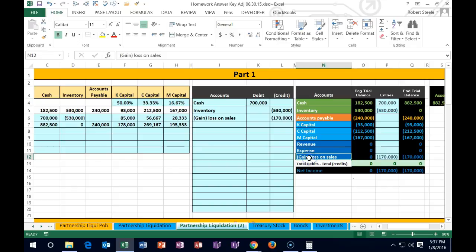So this gain has a credit. We need to make it go to 0. How do we make something go down? We do the opposite thing to it, which in this case would be a debit. So I'm going to copy that. I'm going to right click and copy that.